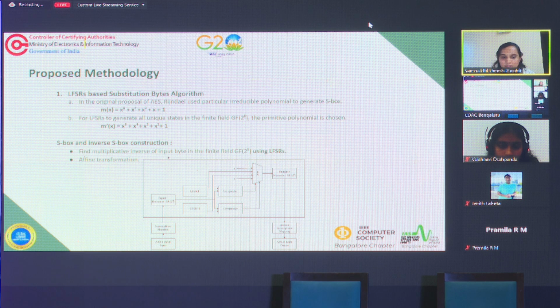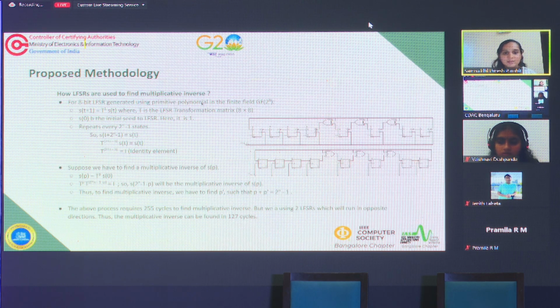So in the SBox there are two steps: multiplicative inverse and affine transformation. For the multiplicative inverse we are using these two LFSRs, and we are getting the multiplicative inverse of our input in the finite field GF 2 raised to 8 using these LFSRs. So I would like to explain the theory behind the multiplicative inverse and why the LFSRs are being used for finding the multiplicative inverse. So for an 8-bit LFSR generated by a primitive polynomial, these are the equations which I have written.